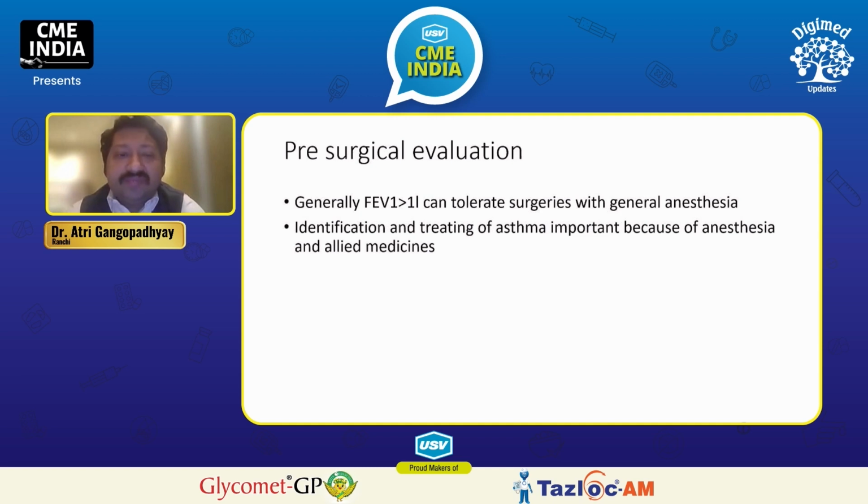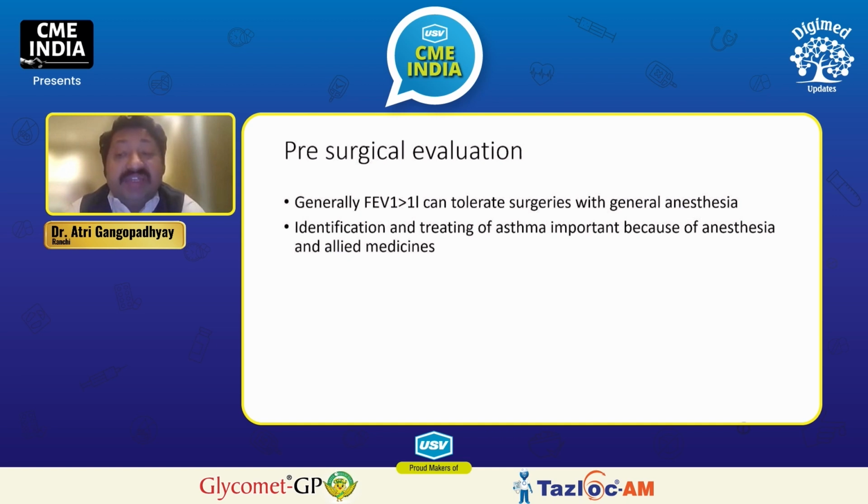Pre-surgical evaluation. Generally, a person with an FEV1 greater than 1 liter can tolerate beautiful surgeries with wonderful anesthesia. So, spirometry, FEV1 greater than 1 liter, you can tell the patient or you can tell the surgeon or anesthetist that you can go forward with your surgery. There will be no problem in extubating the patient. There will be no problem during recovery of the patient.